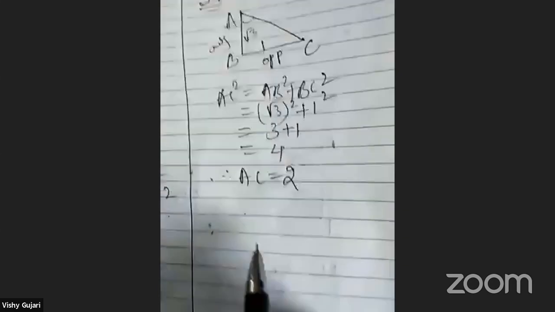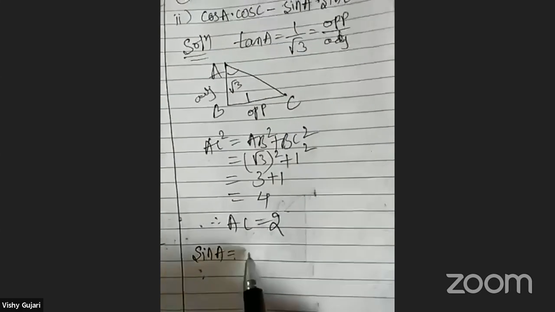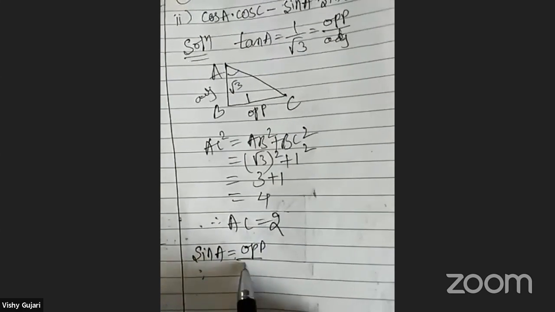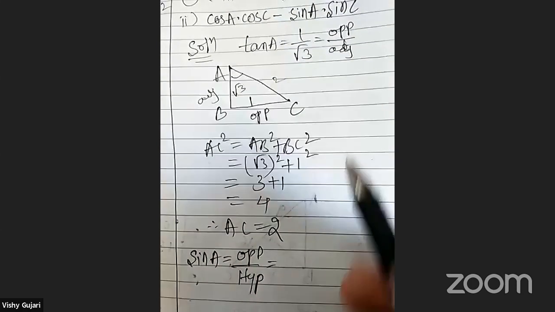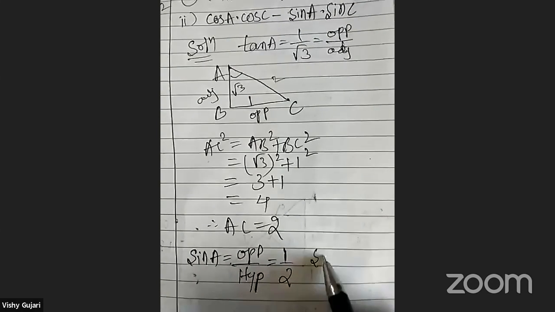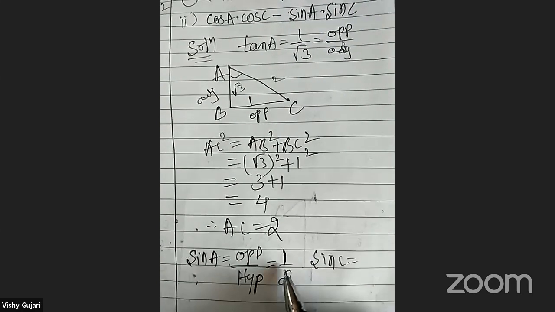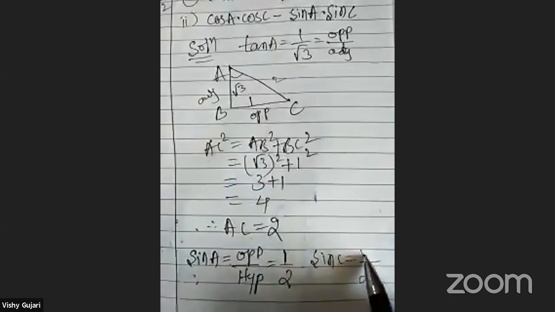Is it right? Yes, sir. Now write down what is sine A. Sine A is opposite by hypotenuse, which is 1 by 2. And sine C: the hypotenuse is 2 as it is, and when taking C, this becomes the opposite, so sine C will become root 3 by 2.